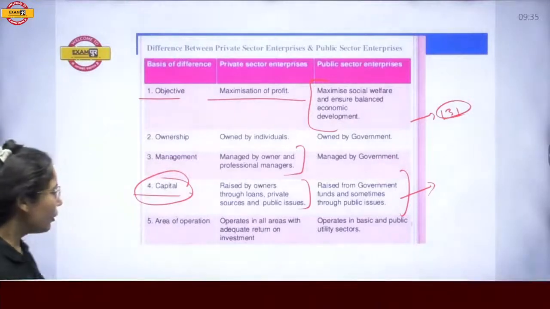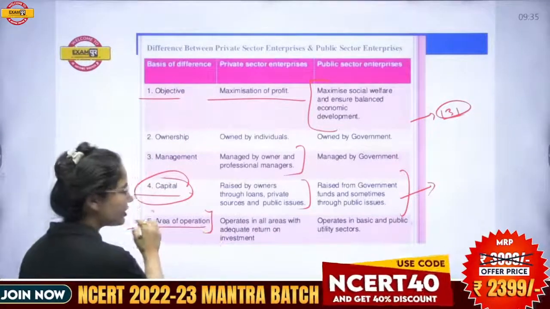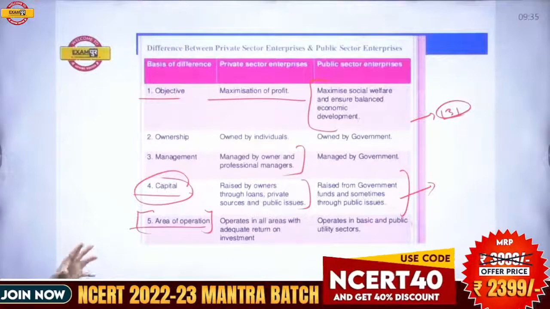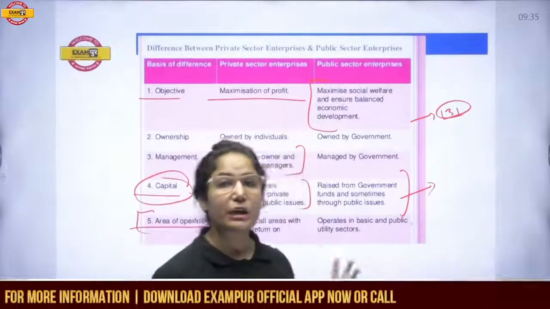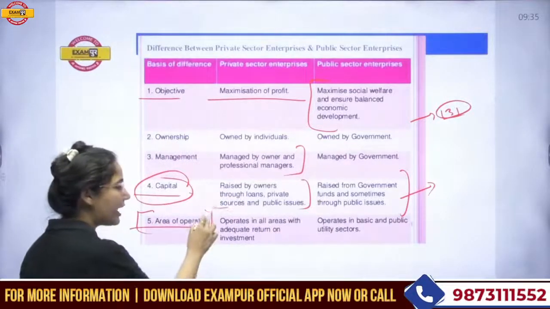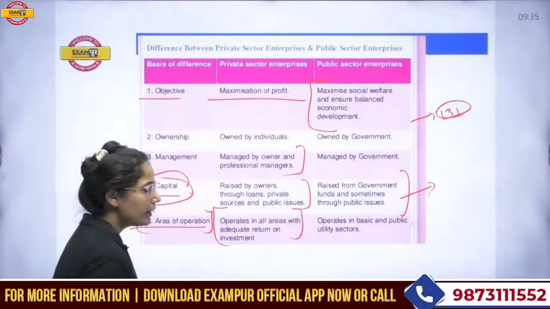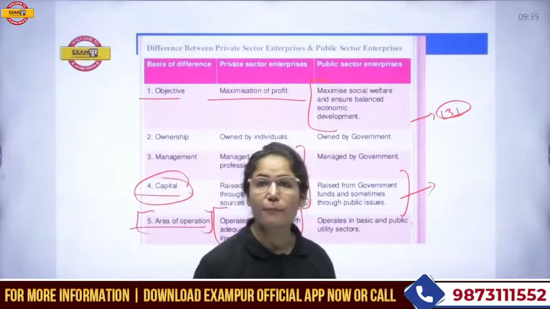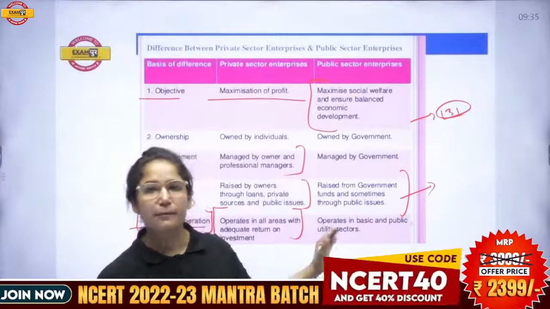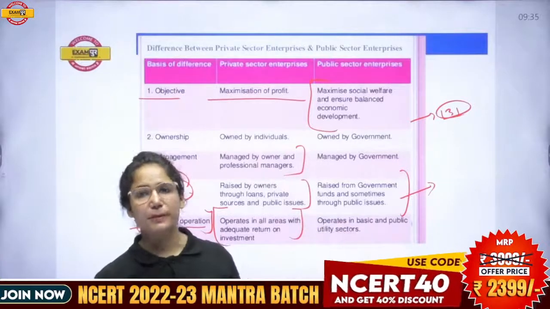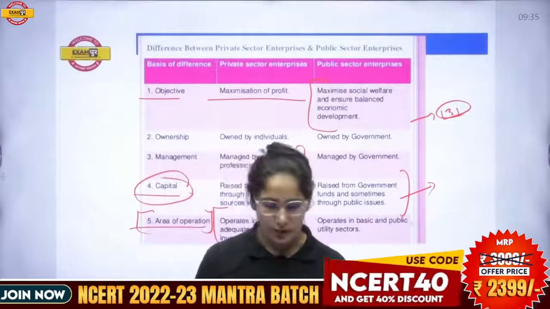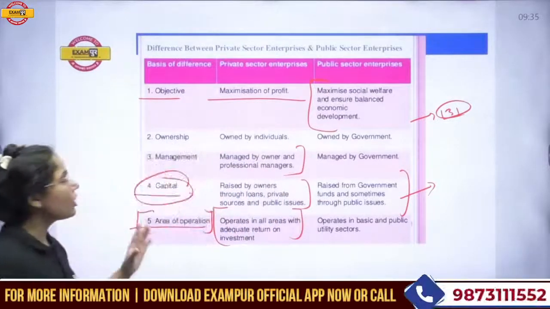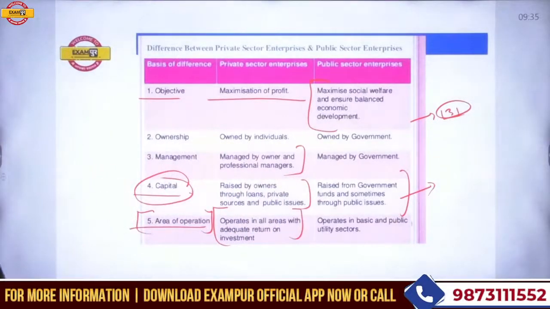Area of operations, if we are talking about area of operation, they would require adequate funding. They would require adequate return on the investment wherever they are making investment. And this is with the perspective of basic and public utility. They are more concerned about the requirements of people, whether they are getting access to basic necessities or not. So this is all about the private sector and the public sector enterprises. You need to know about the same.